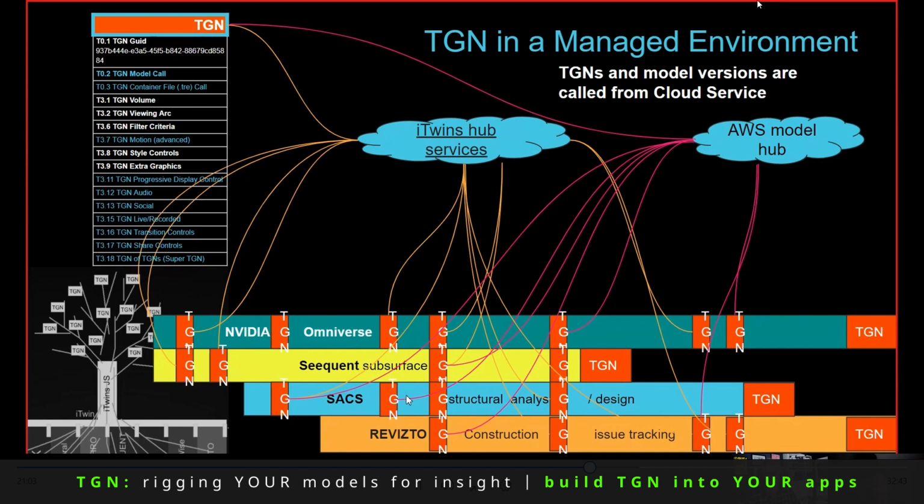And the TGN says, I better check the iTwin Hub service for the latest version of the models that are required to express this TGN. And here they come, they rain down from the cloud and populate the app that I'm in, Omniverse. Likewise, the TGN knows to check whether somebody edited the settings on the TGN. It's all cloud managed, so he's seeing the latest version of what the author wanted him to see.